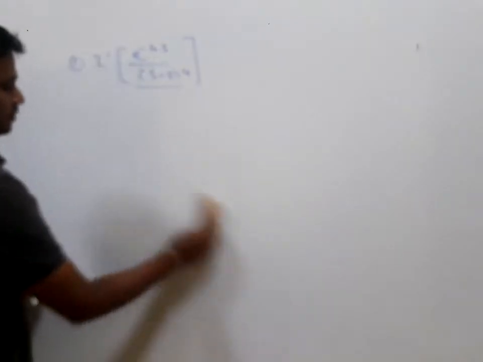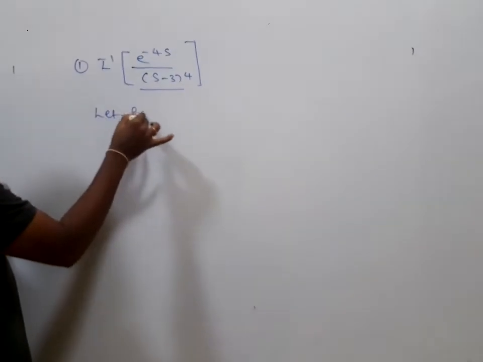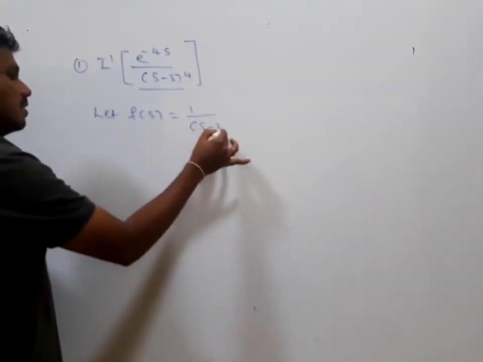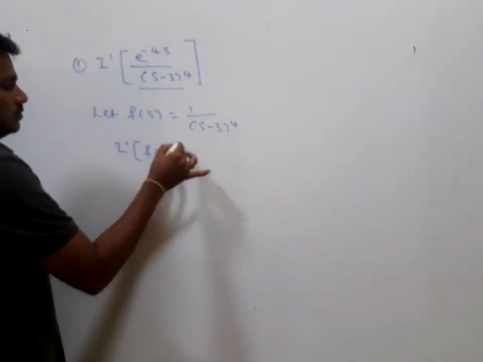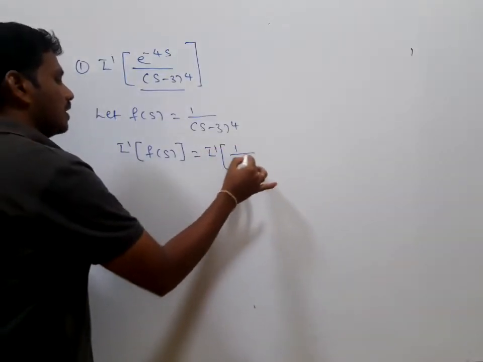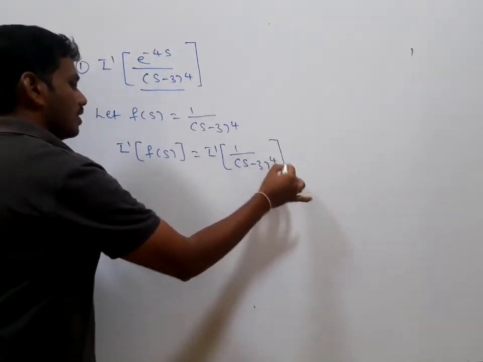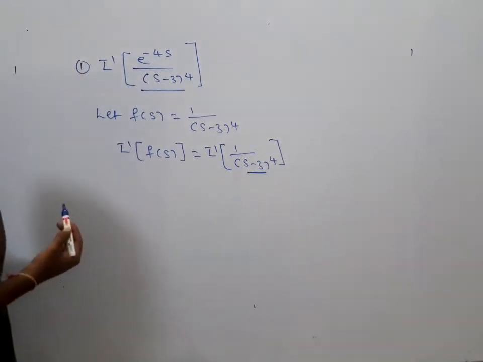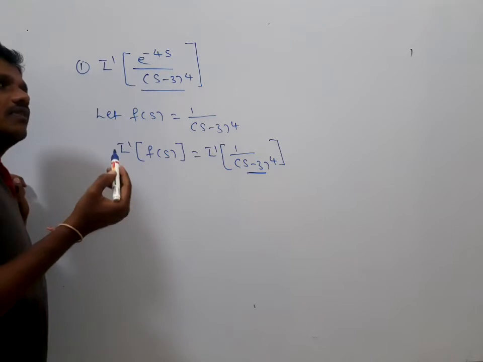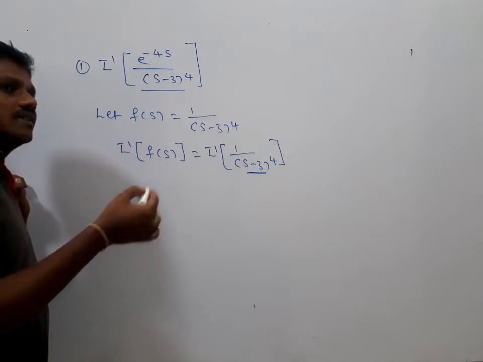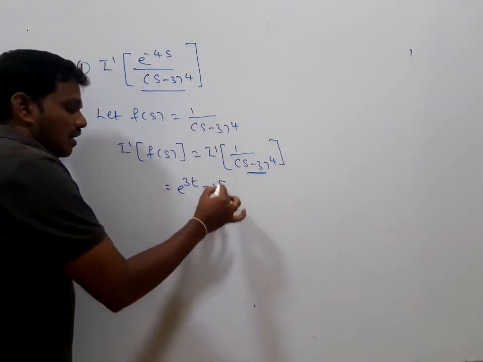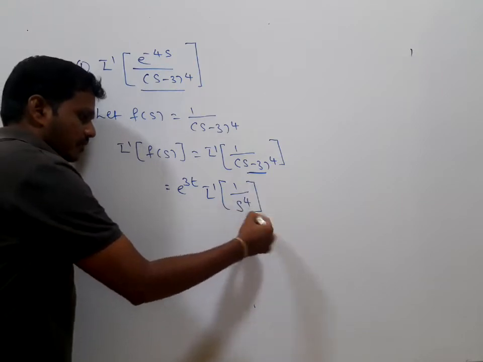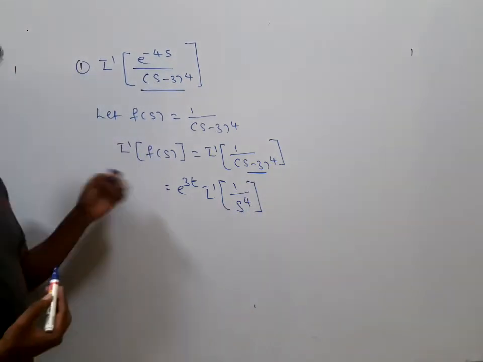Now I am going to take, let f of s be equal to 1 by s minus 3 whole to the power of 4. Yes, L inverse of f of s is equal to L inverse of 1 by s minus 3 whole to the power of 4. In place of s, what is there? S minus 3 is there. That means when we are combining the given function with e to the power of at, s is replaced with s minus a. I am going to take out e to the power of 3t into L inverse of 1 by s to the power of 4. Is it clear? By applying the first shifting theorem here, I am writing it directly.